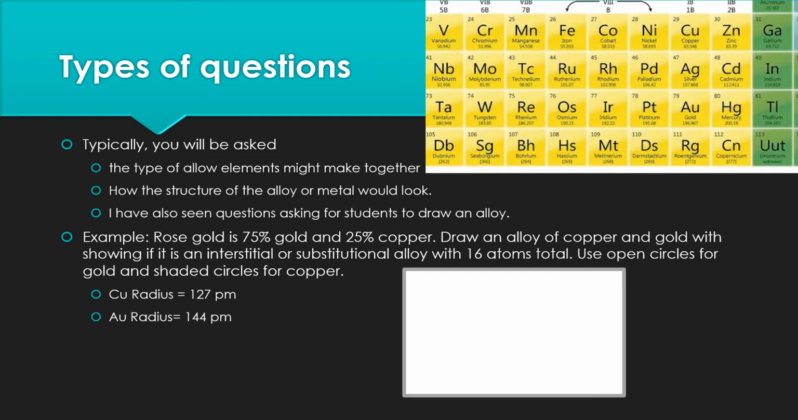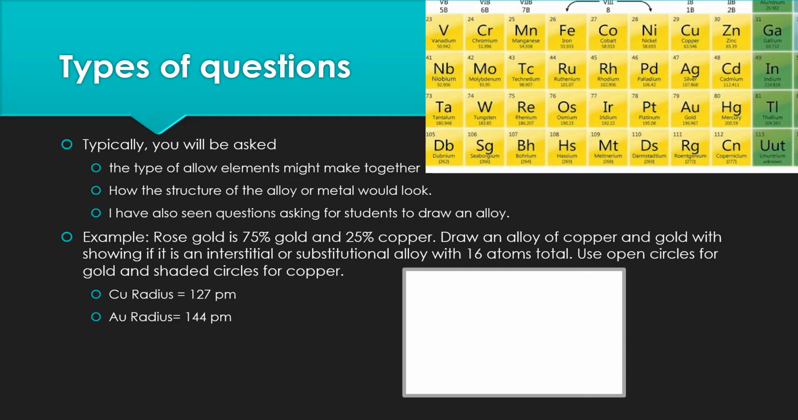All right, let's take a look at how questions might be asked about metallic bonding, metallic structures and alloys. Typically you'll be asked things like the type of alloy certain elements might make together, or how the structure of the alloy or metal would look. They might give you pictures and you're picking the right picture of the structure. I've also seen questions where students have had to draw an alloy. So let's take a look at an example and how we can make some decisions on this kind of question.